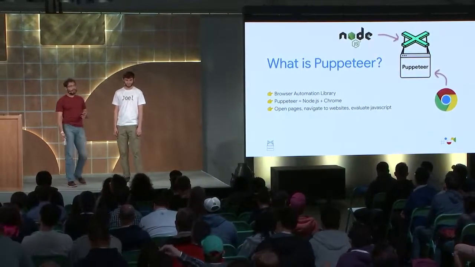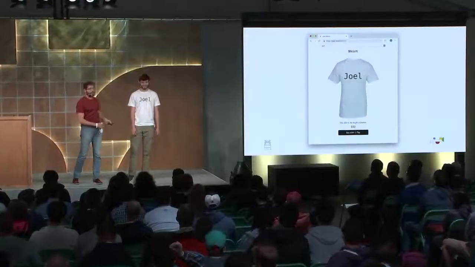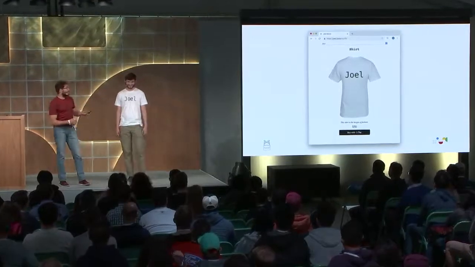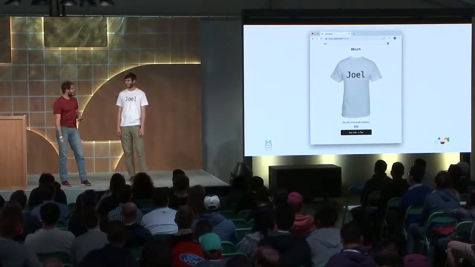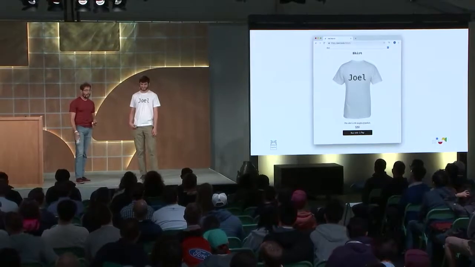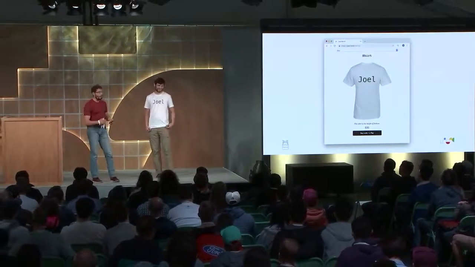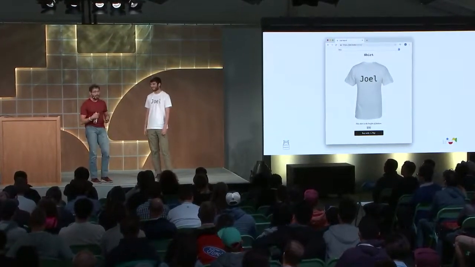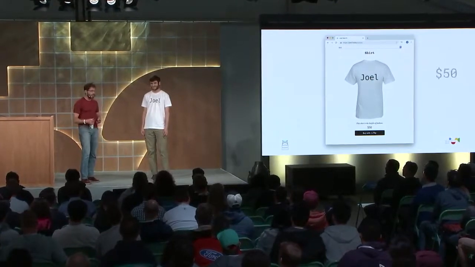Seeing once is better than hearing, so I want to actually show you Puppeteer. And for this, let me introduce you to Joel's personal merchandise website. On this website, Joel sells T-shirts, coffee mugs, stickers, all with his name on it. My personal favorite is this T-shirt, but unfortunately, it is a little bit pricey for me. It is $50. So every once in a while, I keep coming to Joel's website in hope for a discount, but unfortunately, it doesn't work like this.